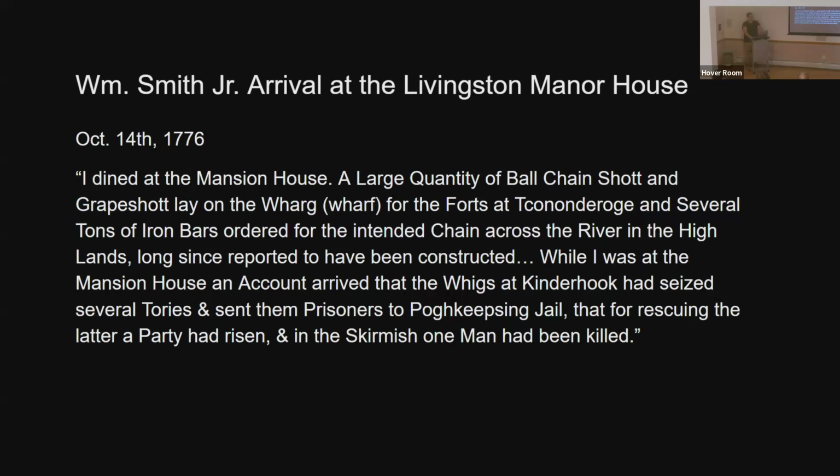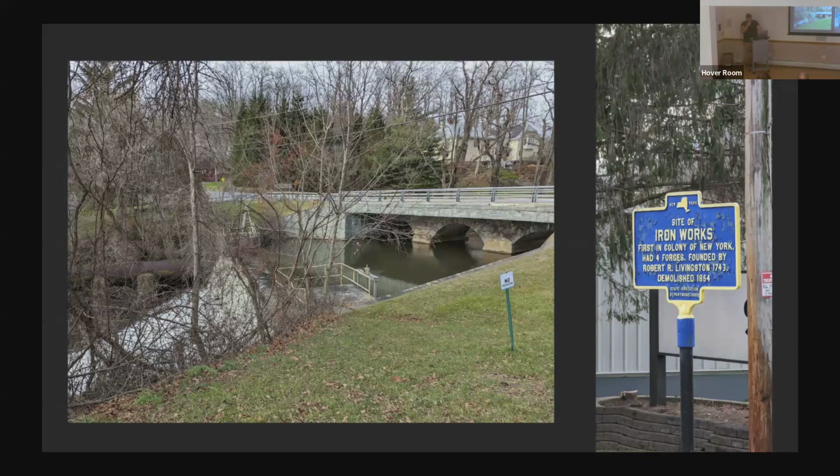And this is a picture of the dam in Ancram as it looks today. There were multiple iron furnaces on the site. And that's where all this grape shot and chain, the chain for the first chain across the Hudson that connected Forts Clinton and Montgomery, was built. Part of that was constructed at this site in Ancram, and then transported as long iron bars down to the wharf at the Manor House, which I just showed you some pictures of.